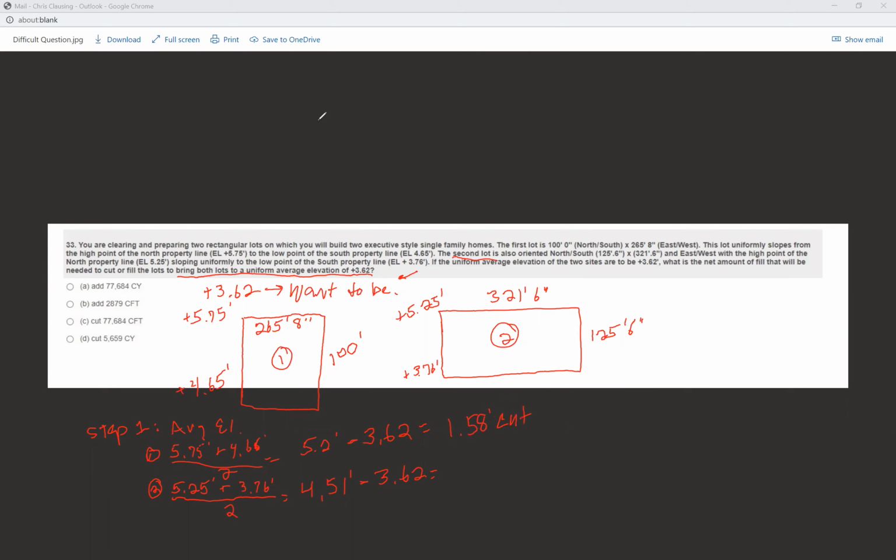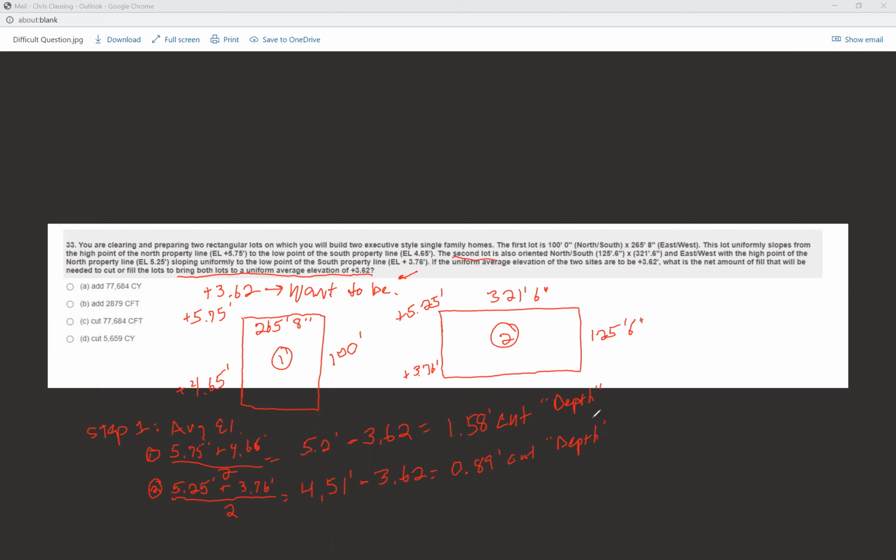And let's see about lot 2. We've got 4.51 minus 3.62. So that's 0.89. And again, our cut is 0.89 feet of cut. This 1.58 and this 0.89, what that really is, that's our depth of the lot that we need to remove, the fill.